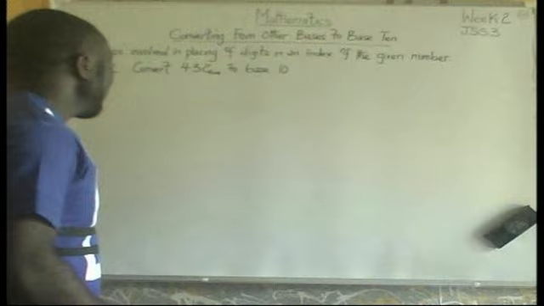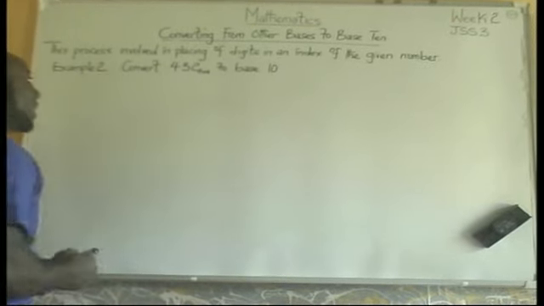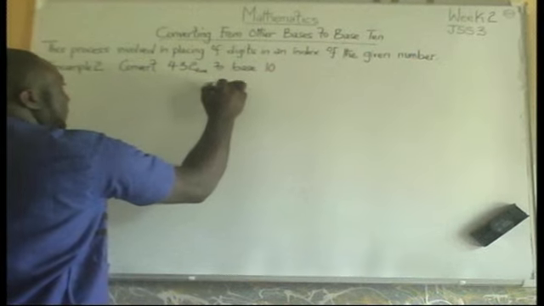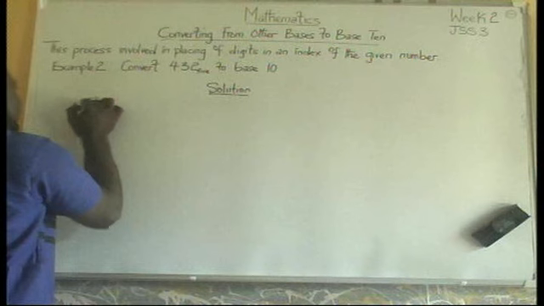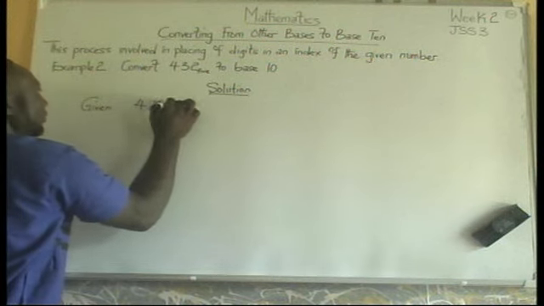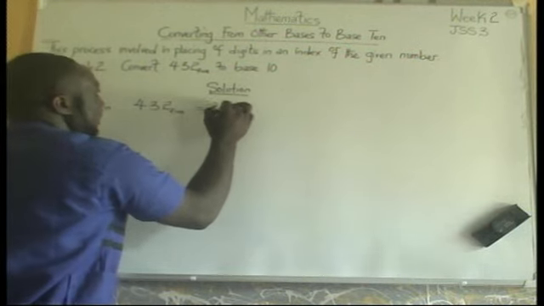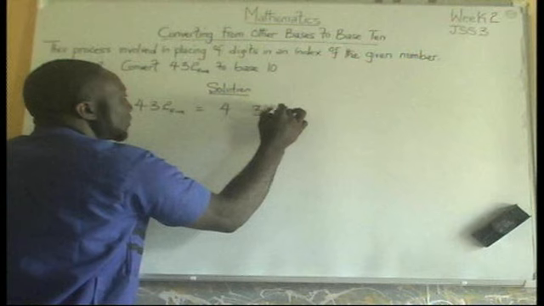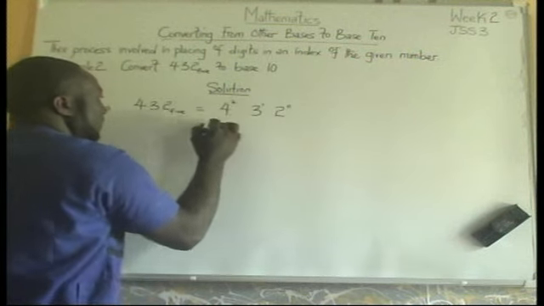Example 2: convert 432 base 5 to base 10. We follow the same pattern as the first example. Given 432 base 5, let's number it at the exponents, leaving space: 0, 1, 2. Then let's expand now.